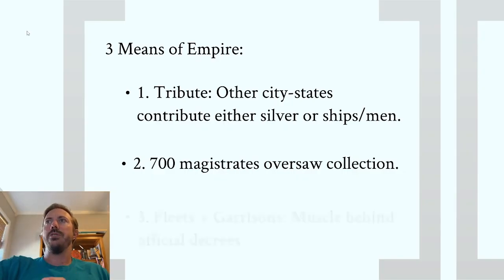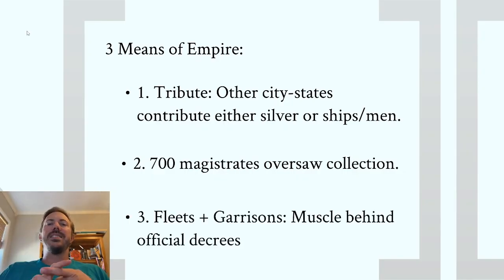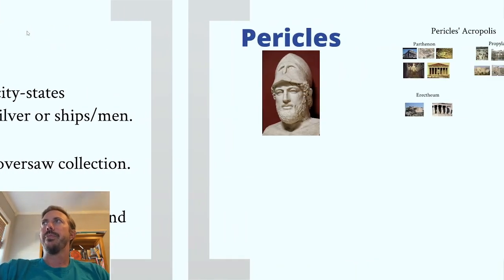So tribute collectors, okay? And then you had fleets and you had garrisons. And it was the muscle behind the official decrees. And so the fleets, these boats, these triremes, hundreds of them. And garrisons, little towns where the navy would be stationed to enforce the decrees, to provide tribute, to provide ships and men.